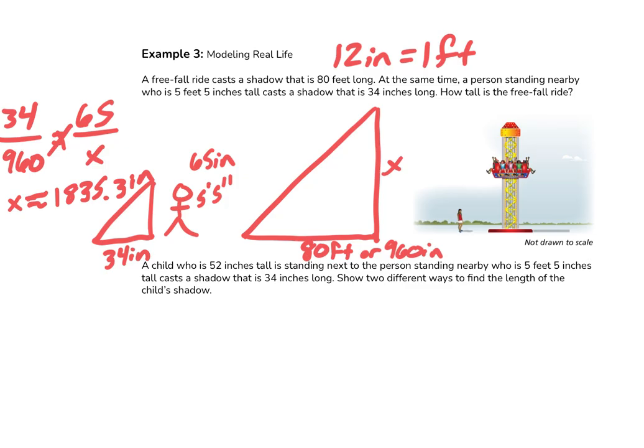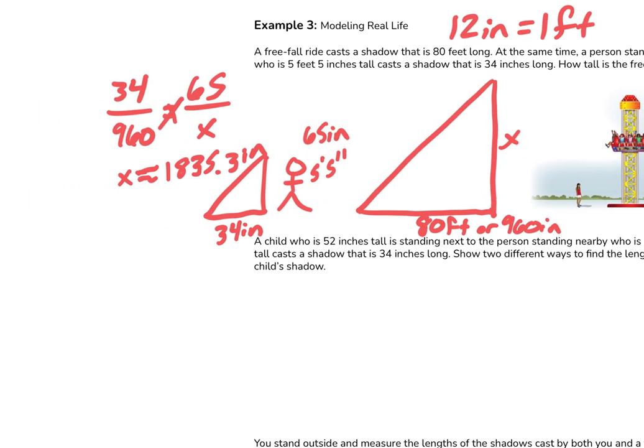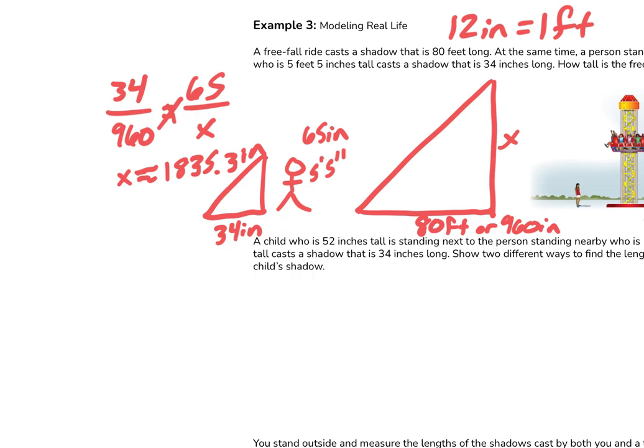But if you were looking at this ride, they're probably not going to say how tall is this ride in inches? When you talk about something this tall, you're going to talk about how tall it is in feet. So what would I need to do to change this answer back into feet then? Divide by 12, okay? So leave that number in your calculator and then divide it by 12.